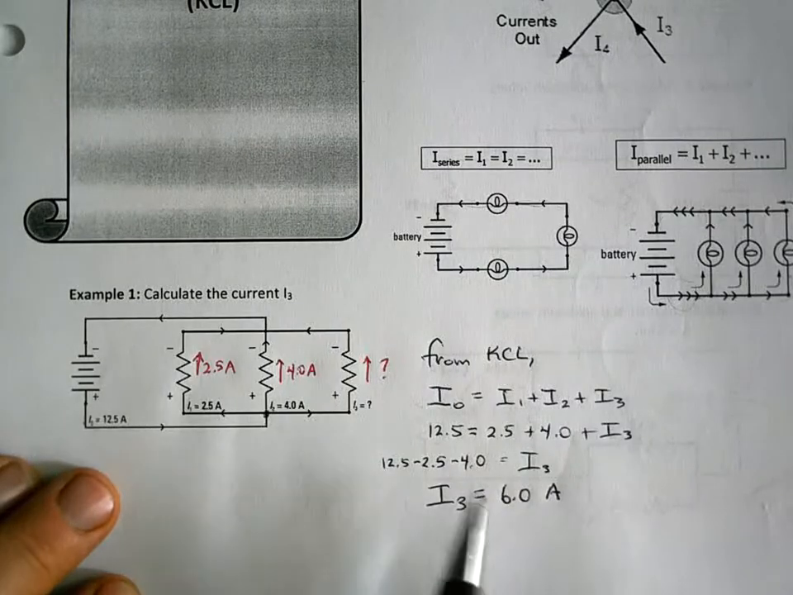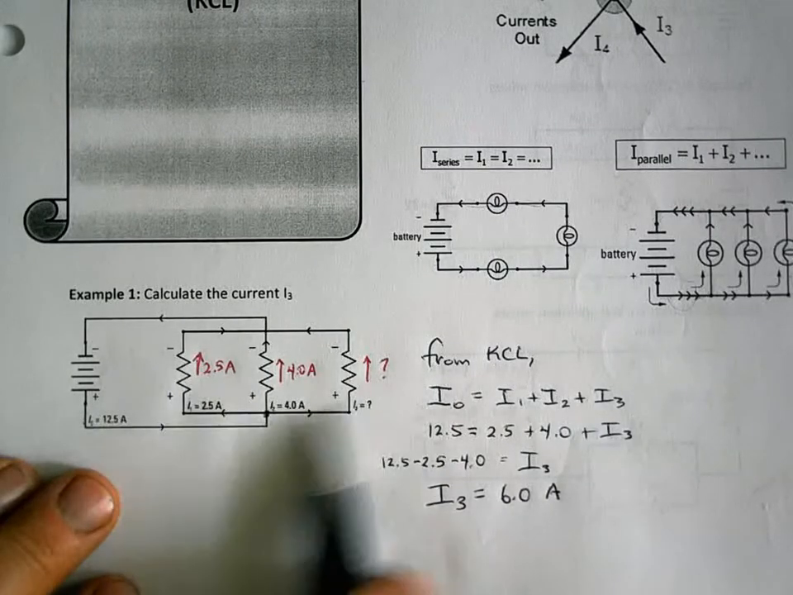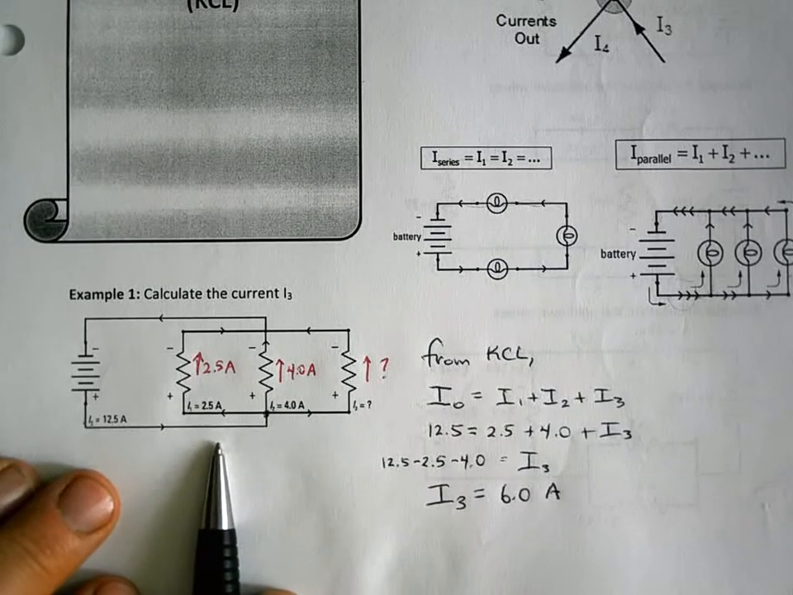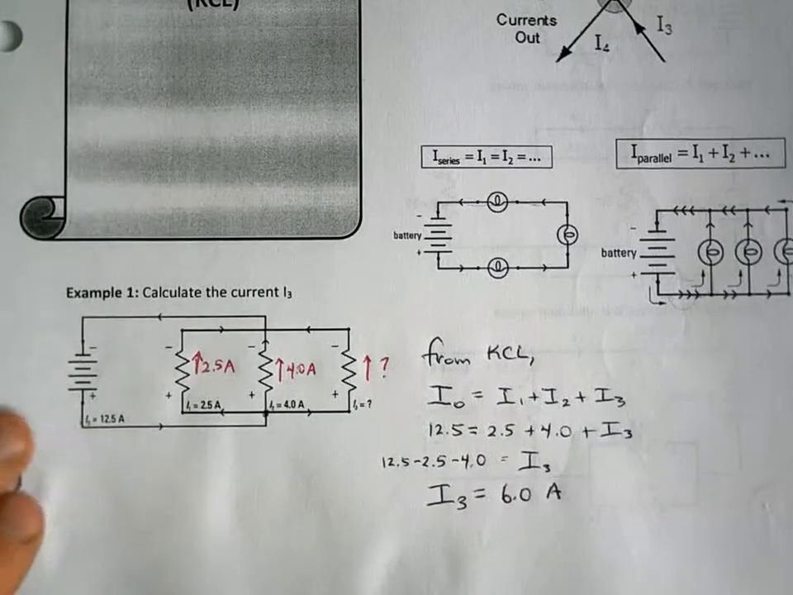Now, in time, as you do more of these in practice, you might be able to just write 6 here. You can almost do it by inspection, by looking at the circuit. But I want you to understand exactly where it comes from. Okay, let's turn the page.